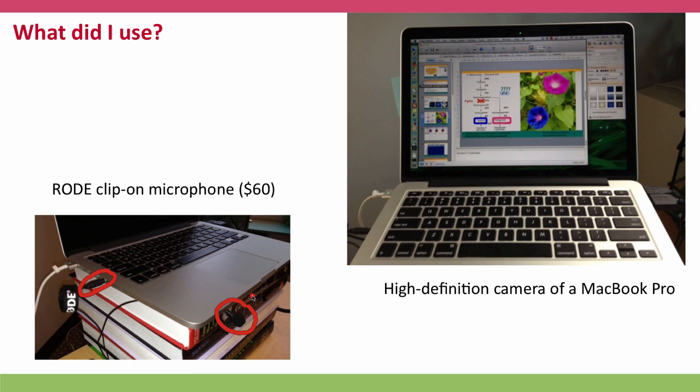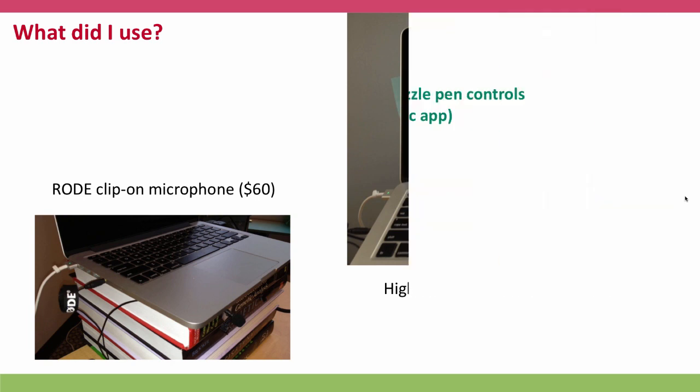The camera that I used was the built-in high-definition camera of my MacBook Pro laptop. You can see by the green dot that it's recording, so that when I'm facing the camera, I'm looking and talking into the green dot. And that worked very well as well. It was much simpler than messing with cameras and tripods.